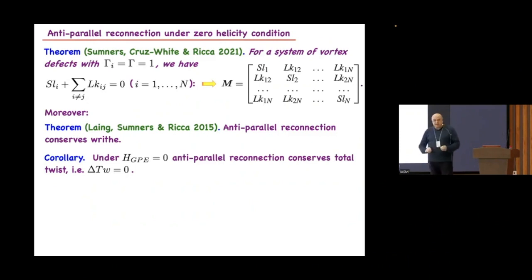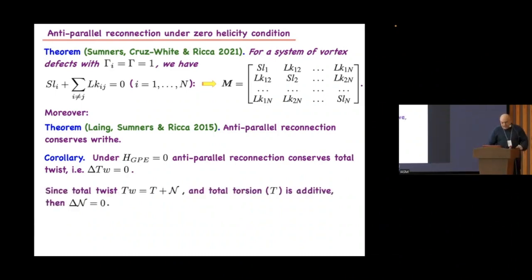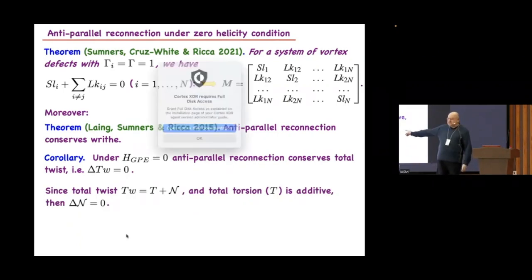Now, total twist is made by 2 contributions. Sorry to bore you with the geometry. Twist is actually decomposed into total torsion and intrinsic twist, which is the amount of twist that the ribbon does with respect to the center line. So you can say that also intrinsic twist is conserved. And why do I care about intrinsic twist?